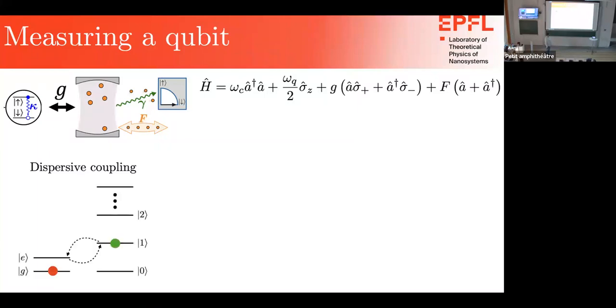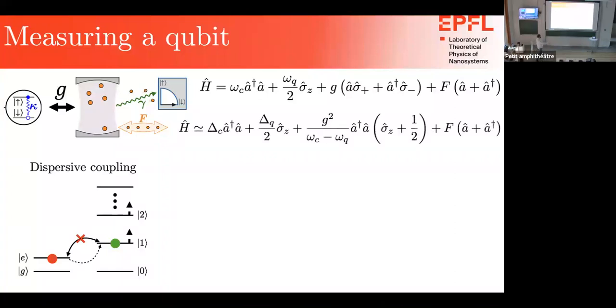And then if you are dispersive enough, you have what is called a dispersive coupling. The easiest way to understand this is the following. If the qubit is in the ground state, a photon can jump between the qubit and the cavity, virtually, if they are detuned enough. But if the qubit is in the excited state, no matter how much they are detuned, this transition is prevented, and therefore there is a lift in energy.